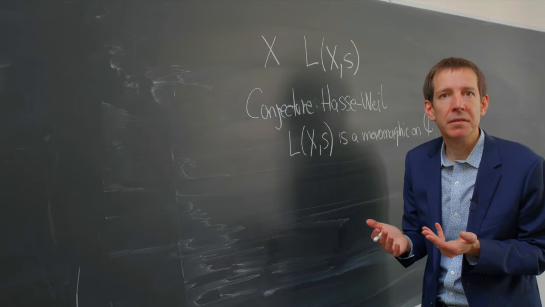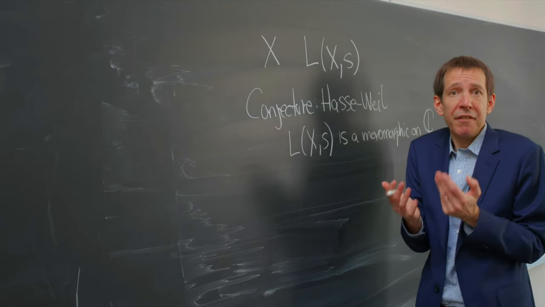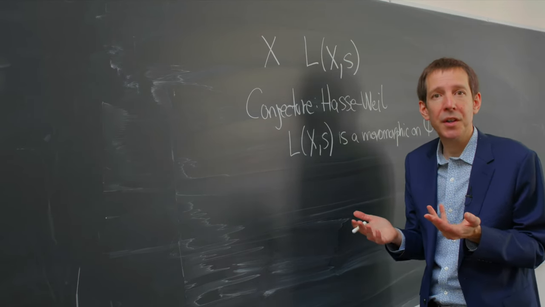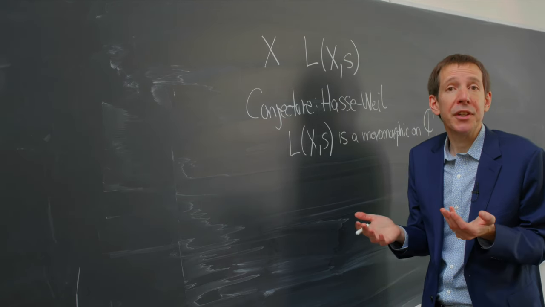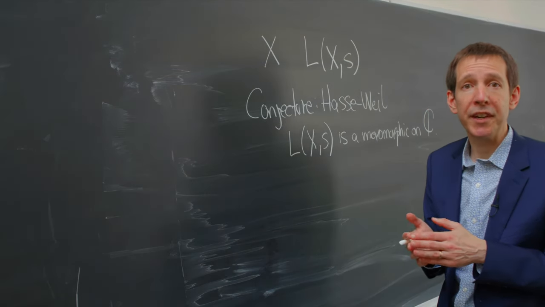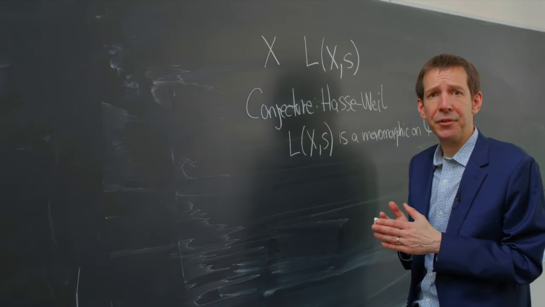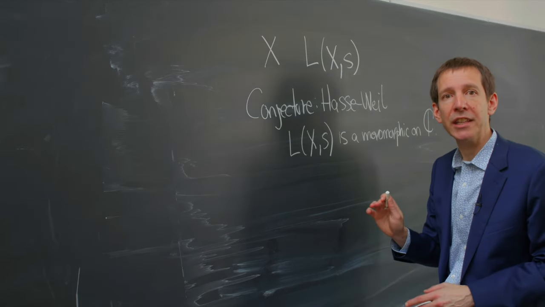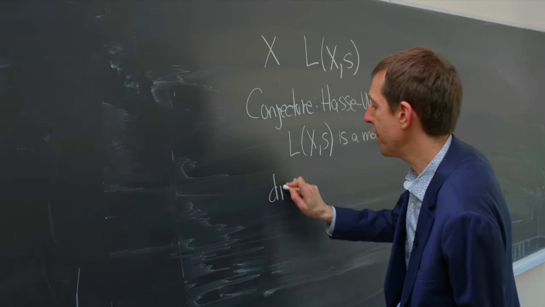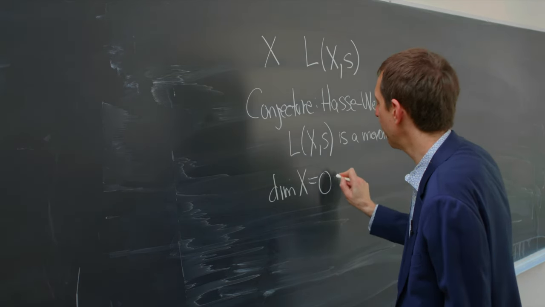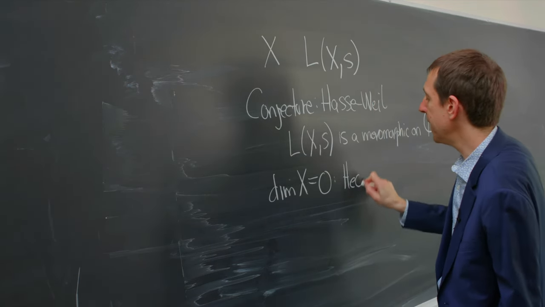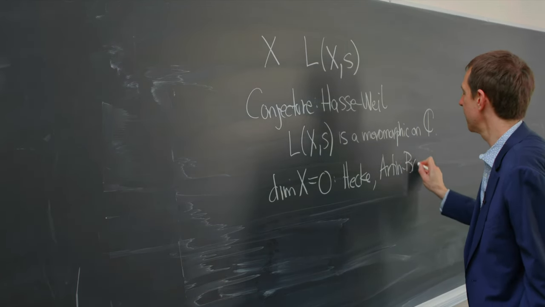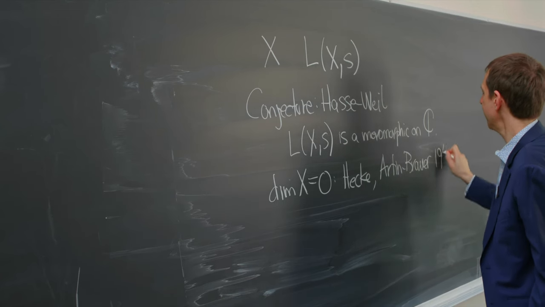Perhaps the simplest example of a Diophantine equation is a Diophantine equation in a single variable, like x equals 0, or x squared equals 2, or more generally, the equation P(x) equals 0 for some polynomial in one variable. Even in this case, we don't know the full reciprocity conjecture. But we do know the Hasse-Weil conjecture. So when the dimension of X is equal to 0, this follows from work of many people, including Hecke, Artin, and Brauer, and was proved in 1947.